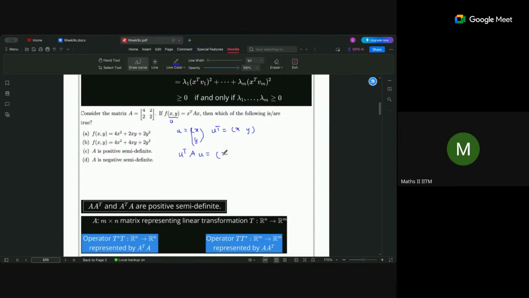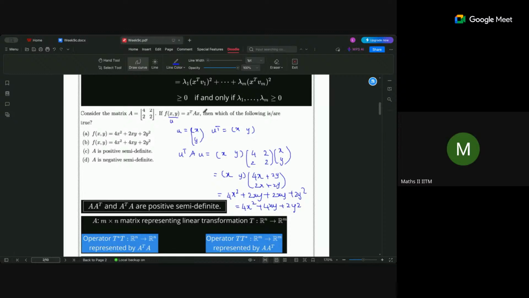So you have xy and then 4, 2, 2, 2 and then here xy. First let's multiply this part, which is 4x plus 2y, and the other part is 2x plus 2y. And when you multiply this further, you are getting 4x square plus 2xy plus 2xy plus 2y square, which is 4x square plus 4xy plus 2y square.